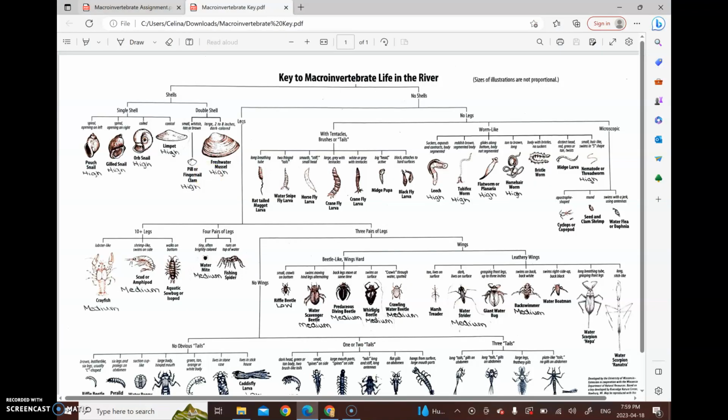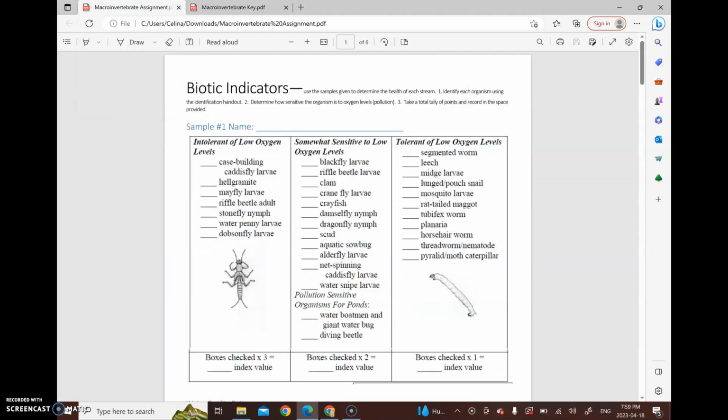Okay, I am going to show you how to do this biotic indicator assignment. You have the following paper. What you're going to do is there are some glass dishes. You're going to have to do 2 of them. And in those glass dishes, they're acting as a water sample. You're going to identify each organism in that water sample by using a dichotomous key.